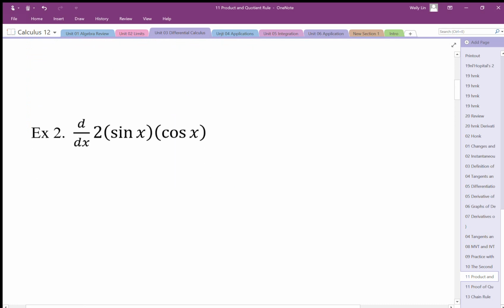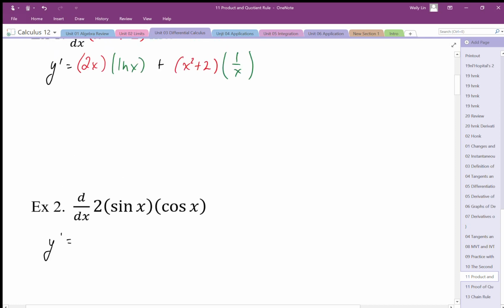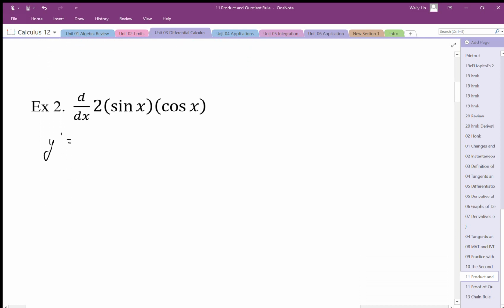So here we have another one. Okay, this is a derivative of 2 sine x cosine x. Some of you may have recognized this as actually a trig identity, but we don't need to treat it as a trig identity. We can just differentiate it using the product rule. So the derivative y prime, if I apply my rule, is going to look like this. Here's my first function, and here's my second function. These two functions are interacting as a multiplication.